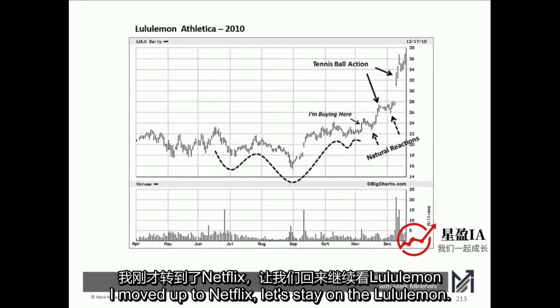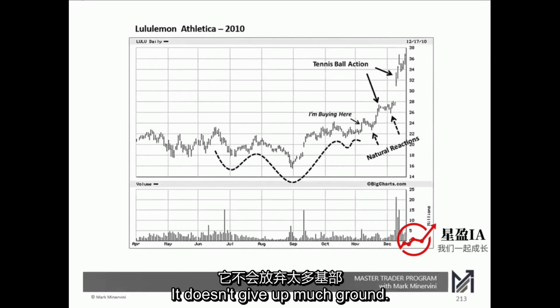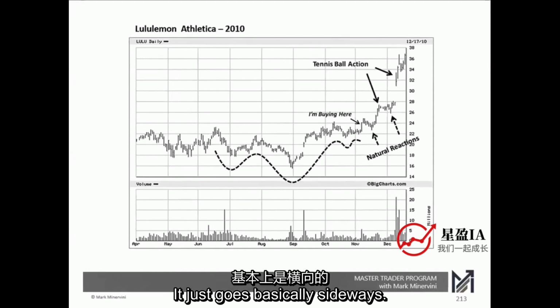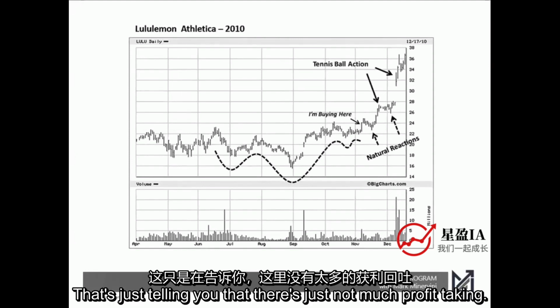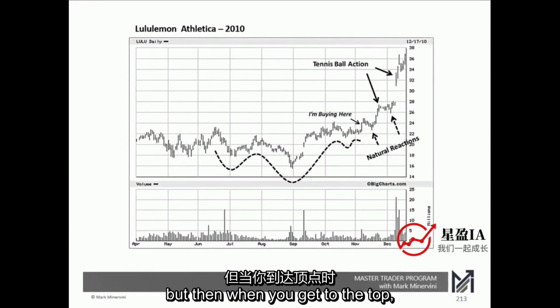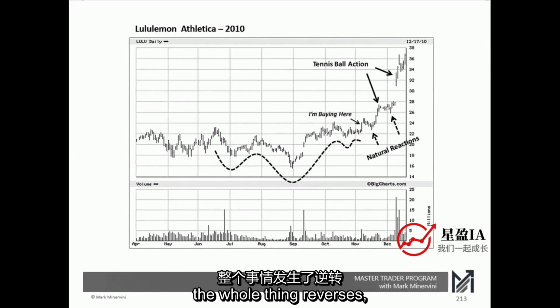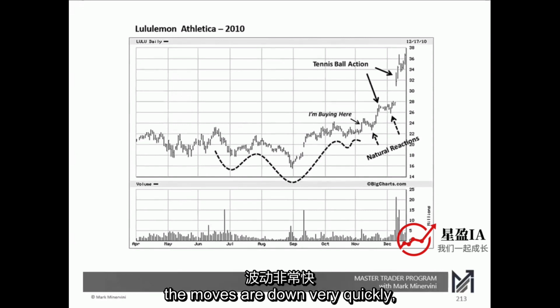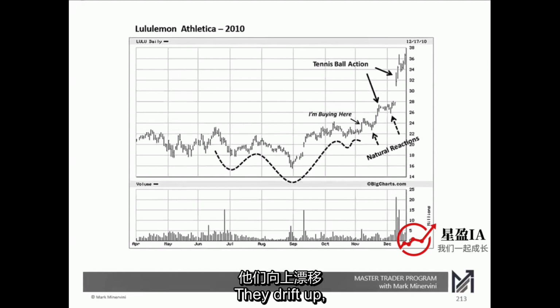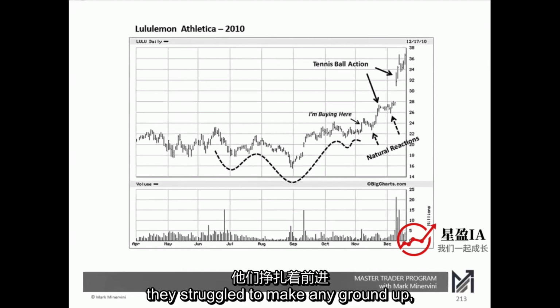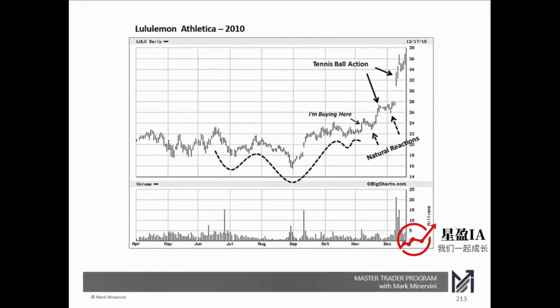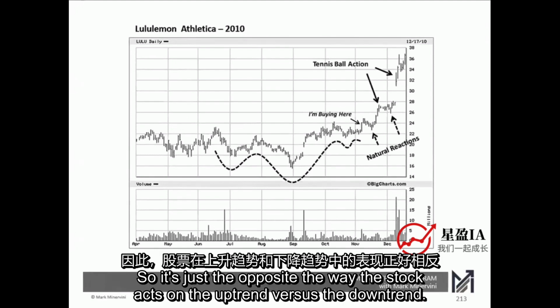Yeah, let's stay on Lululemon. Sorry about that. And lots of times it doesn't give up much ground. It just goes basically sideways, and that's telling you that there's just not much profit taking. There's not much selling. But then when you get to the top, the whole thing reverses. The moves are down very quickly, and then they drift up. They struggle to make any ground up, and then they get hit hard and they struggle. So it's just the opposite, the way the stock acts on the uptrend versus the downtrend.